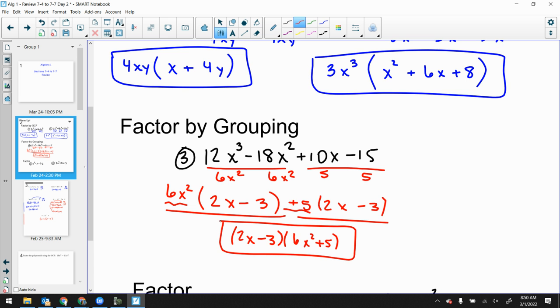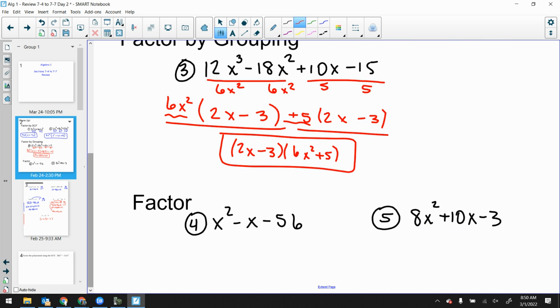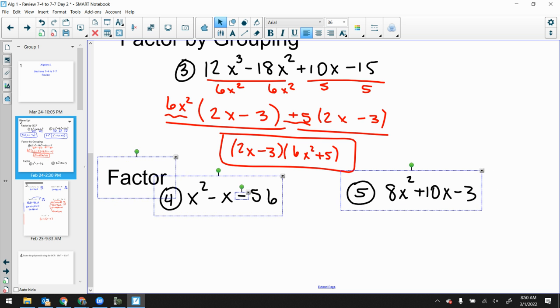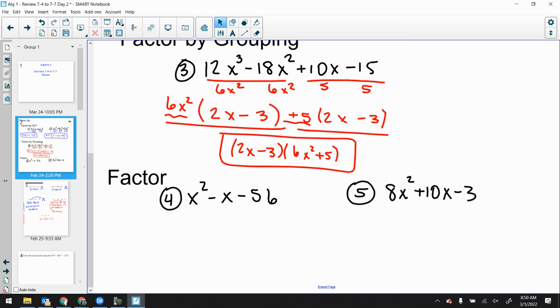All right, let's take a look at our last 2 from the warm-up here. Now, again, these are 2 trinomials. One easy type, one hard type. Again, can somebody tell me what distinguishes between easy type and hard type? The number in front of the variable, right? The number in front of the variable means it's a hard type. If there's no number in front of the variable, that would mean that it's an easy type, which means this first one here, number 4, is an easy type.